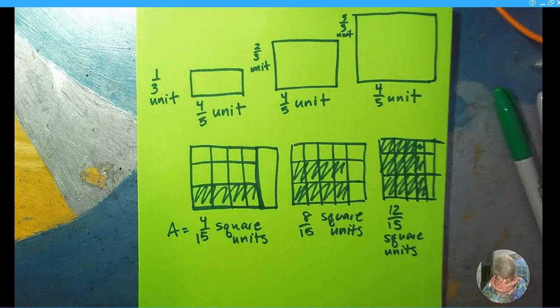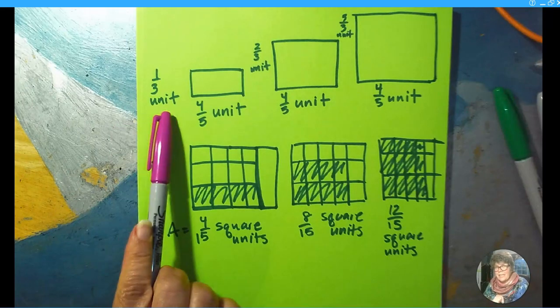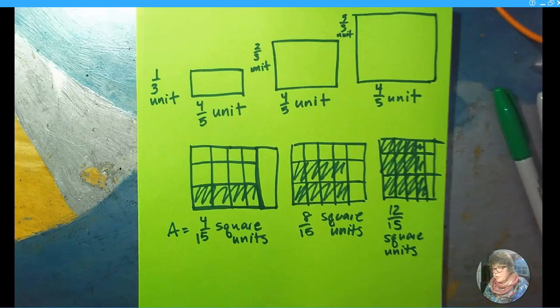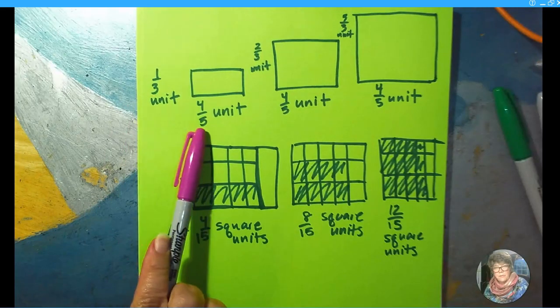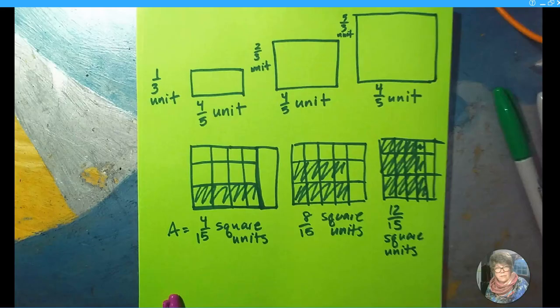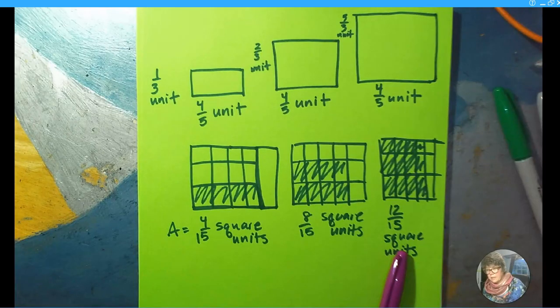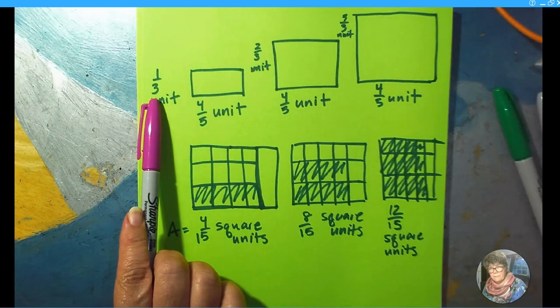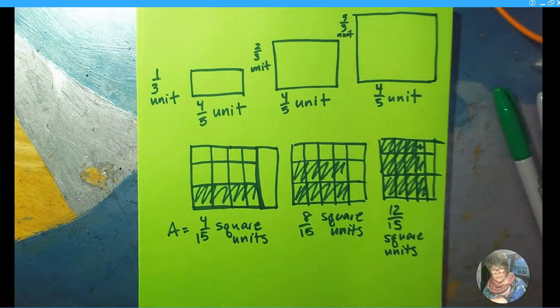Did you notice that the product of each length and width is equal to the area? The product, remember, is the answer to a multiplication problem. So 1/3 times 4/5 is 4/15, and 2/3 times 4/5 is 8/15, and 3/3 times 4/5 is 12/15. They all have 15ths because they all have 3 and 5 as the denominators, right? Okay, noticing that?